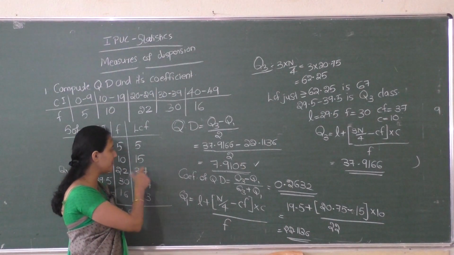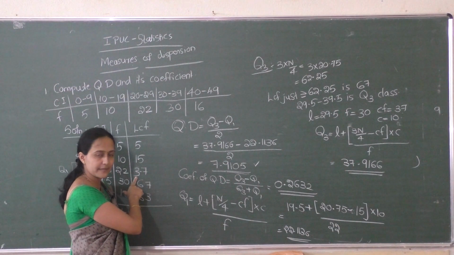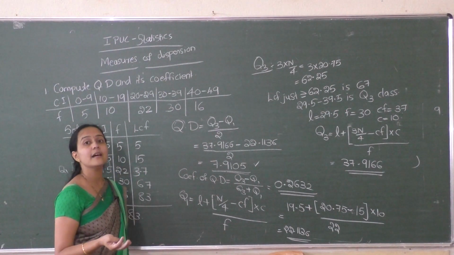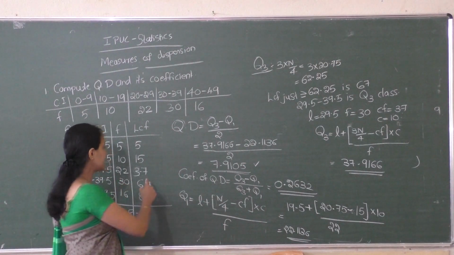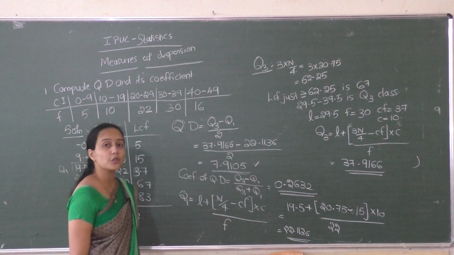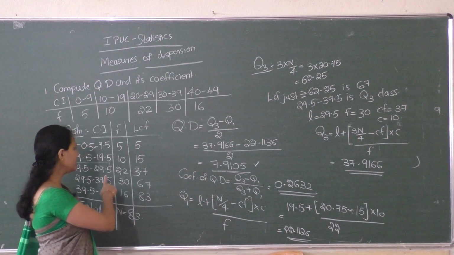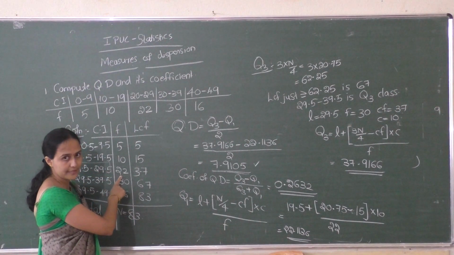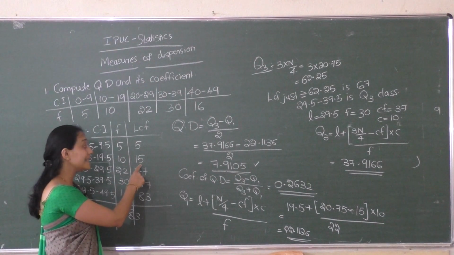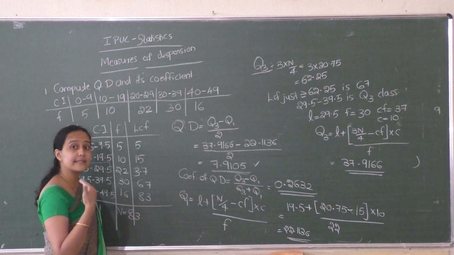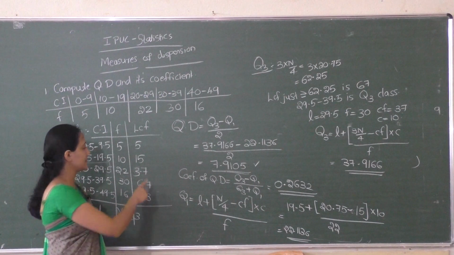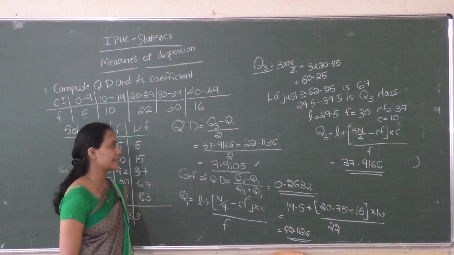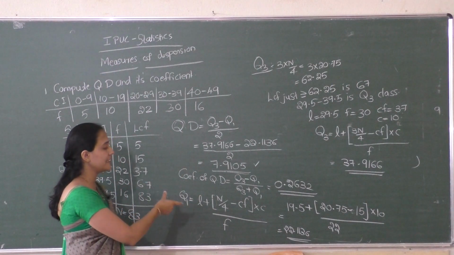If the same cumulative frequency is there, we can take that same observation; else we have to take just the greater cumulative frequency. The corresponding class is our Q1 class. L is the lower limit of the Q1 class. F means the frequency of the Q1 class. CF means the cumulative frequency just above the Q1 class. Next, C means the width of the Q1 class. Next we apply the formula.